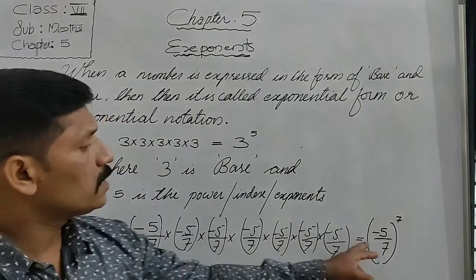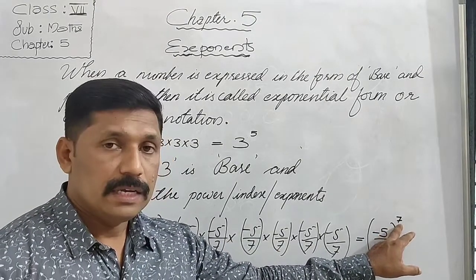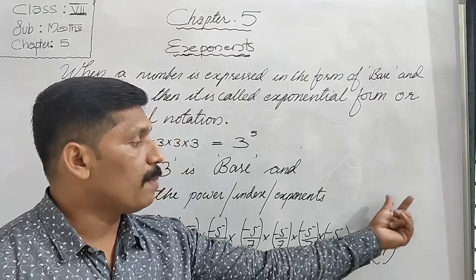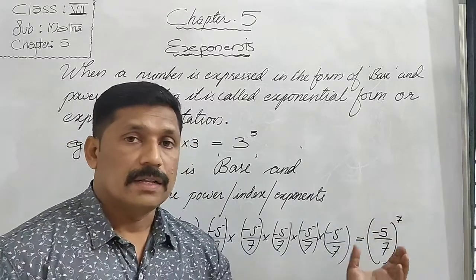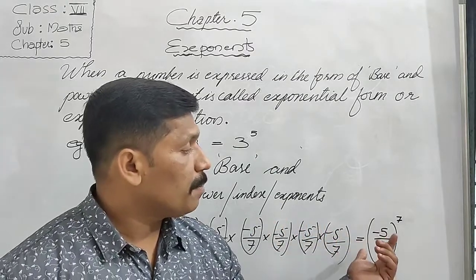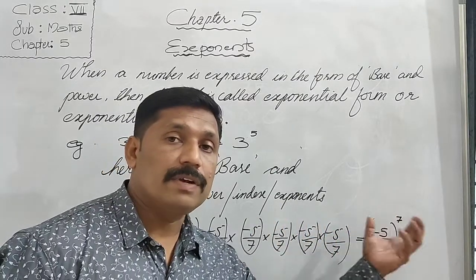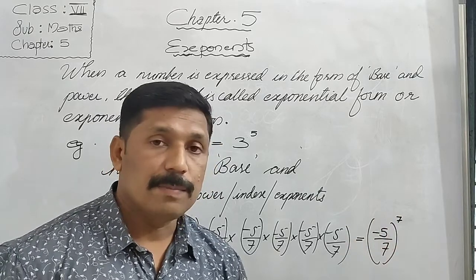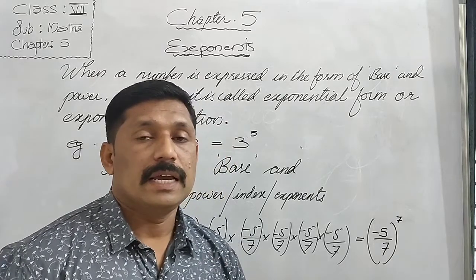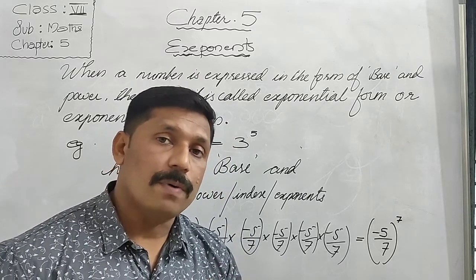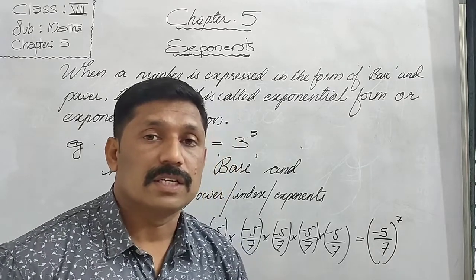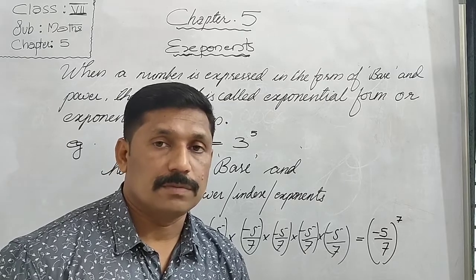Here you can see that when the power is an odd number, if the base is a negative number, then the value of that number will come out negative, and a negative number with an even power will become positive. This rule also you keep in mind. Any negative rational number with odd power, its value will be negative, and any negative rational number with even power, its value will be positive. Okay.